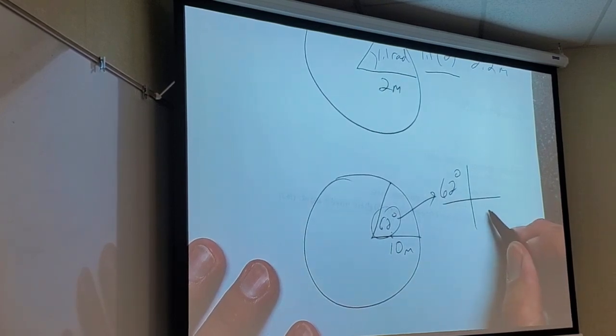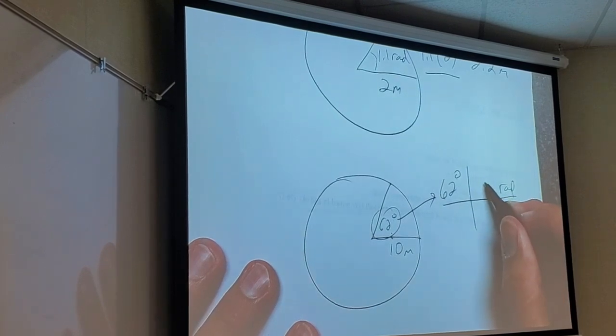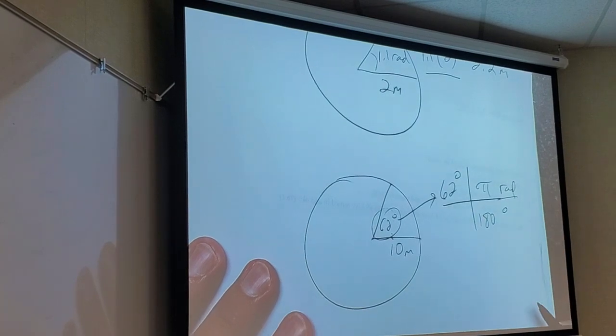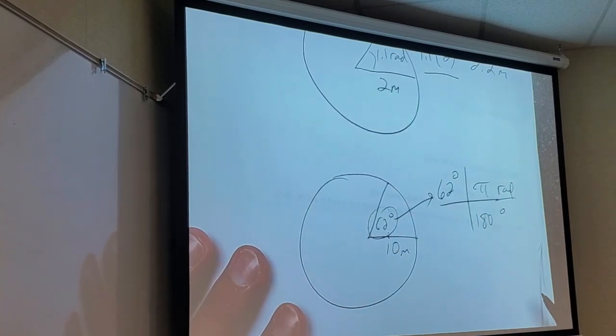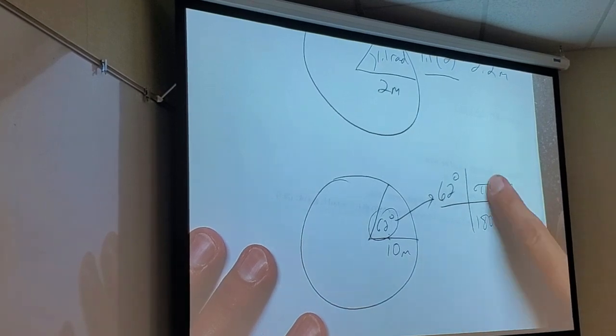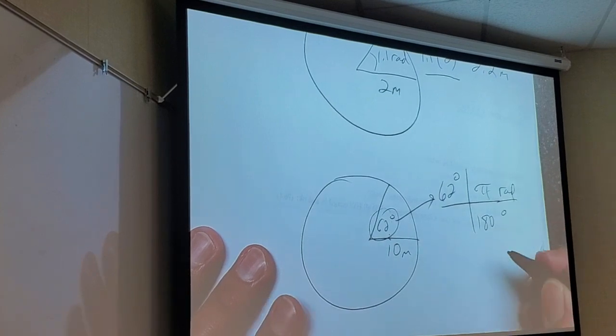Pi radians is 180 degrees, right? So this is one conversion where neither one of them is 1, because if I made either one of these 1, the other number would be awkward. So we just use pi and 180.